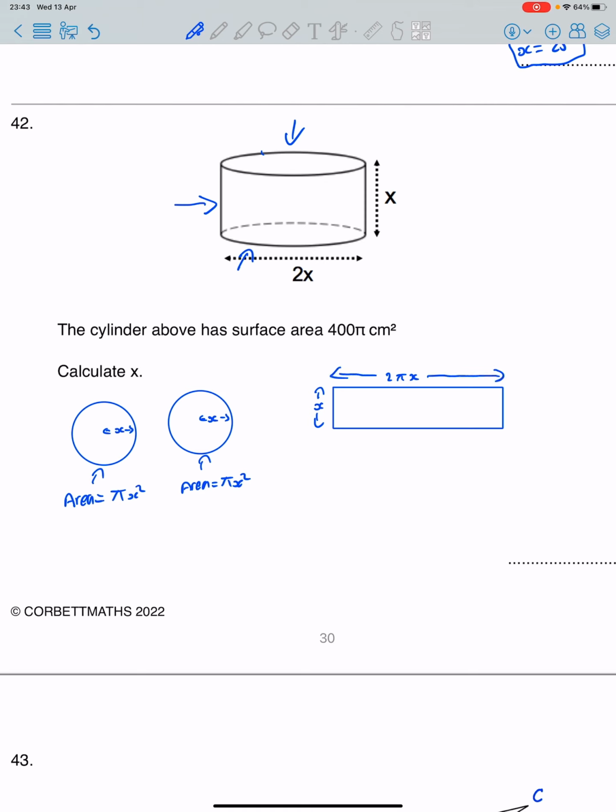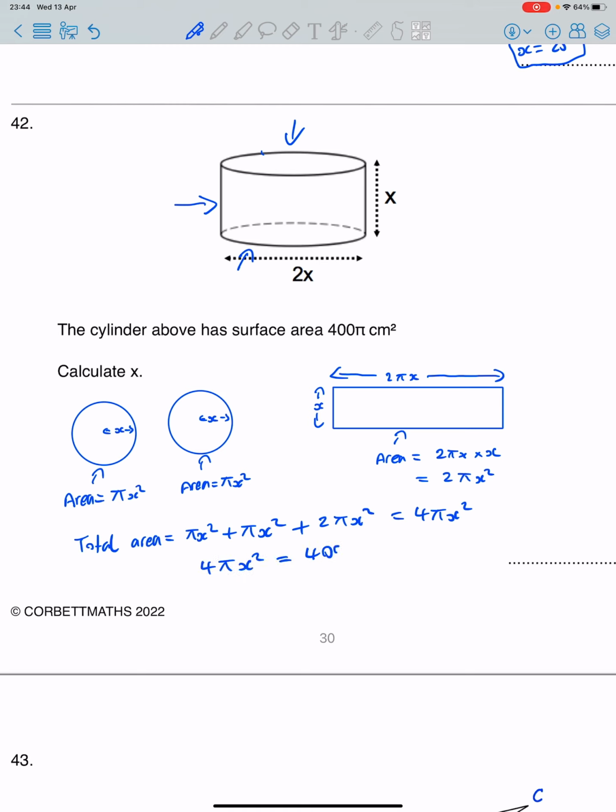So there we go. That means that the area of this is equal to 2 pi x multiplied, that's the length, multiplied by the width, which is x. So that is equal to 2 pi x squared. Okay, so the total area like this is equal to pi x squared plus pi x squared plus this 2 pi x squared, and that's going to be equal to 4 pi x squared in total. But we also know that 4 pi x squared is equal to the 400 pi that they told us over here. Now we can start cancelling things.